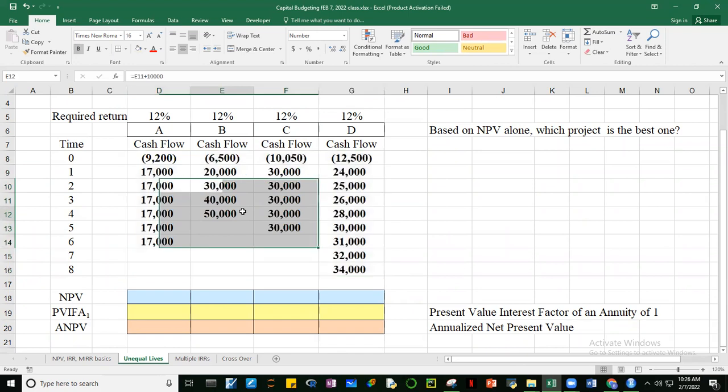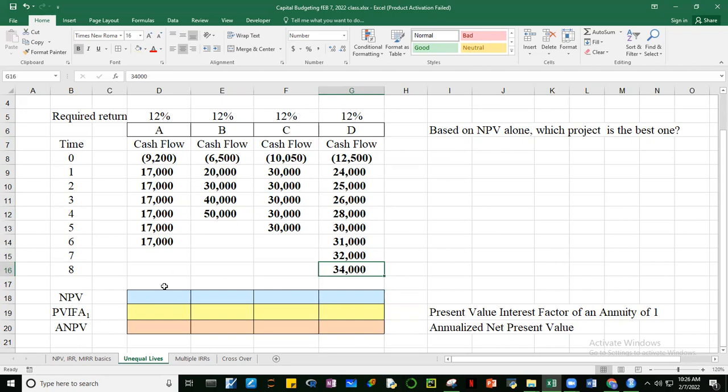how do we choose now which is the best project here? Magkakaiba yung lives sila, no? They have different lives. So parang unfair para sa kunyari project D, kasi si project D, guys, 8 years yung lives niya. So, di ba, parang lalabas na mas malaking cash flow to, no?